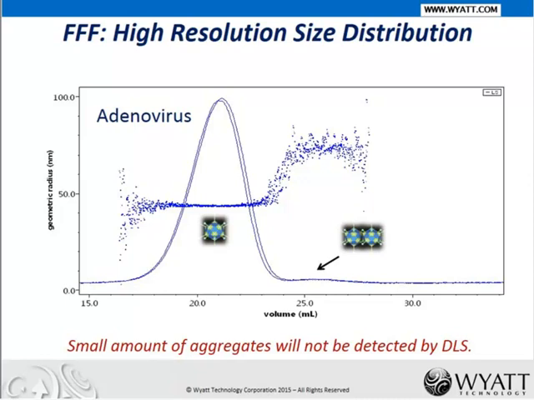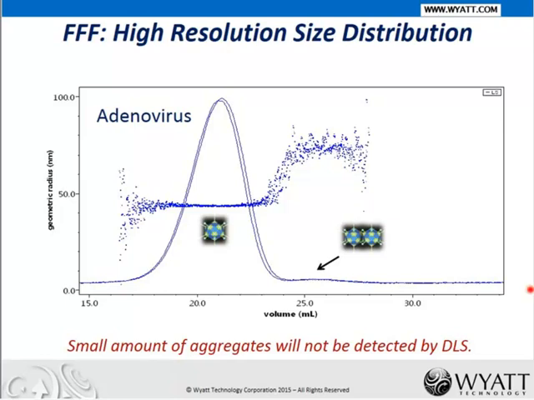Particle size distribution is often first attempted by dynamic light scattering because dynamic light scattering is more readily available and does not require much method development. However, if high resolution size distribution is desirable, if you want to see small differences between samples, then FFF is probably needed. So we have an example of adenovirus here.